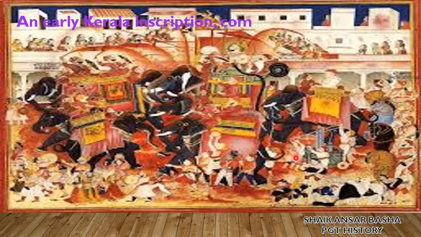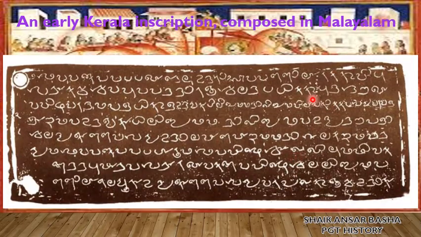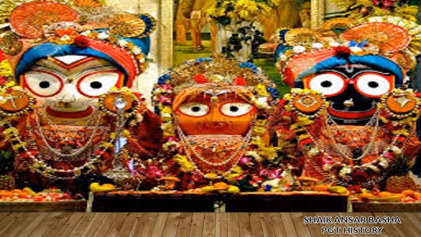An early Kerala inscription composed in the Malayalam language. You can see this is an early inscription which is written on a hard surface, either on stone slabs or copper. This is one of the examples.